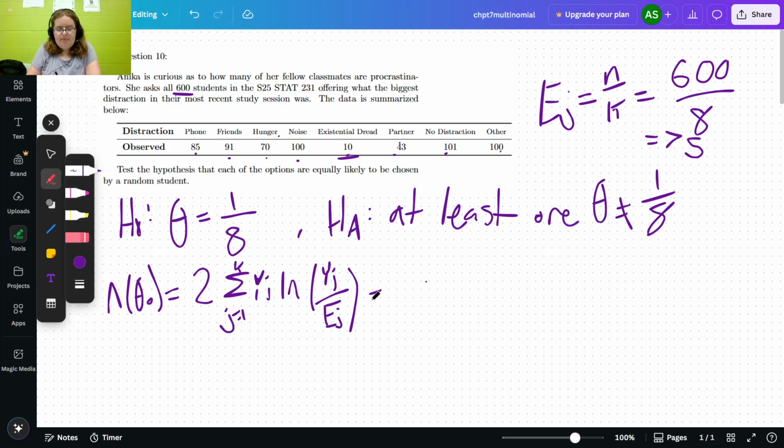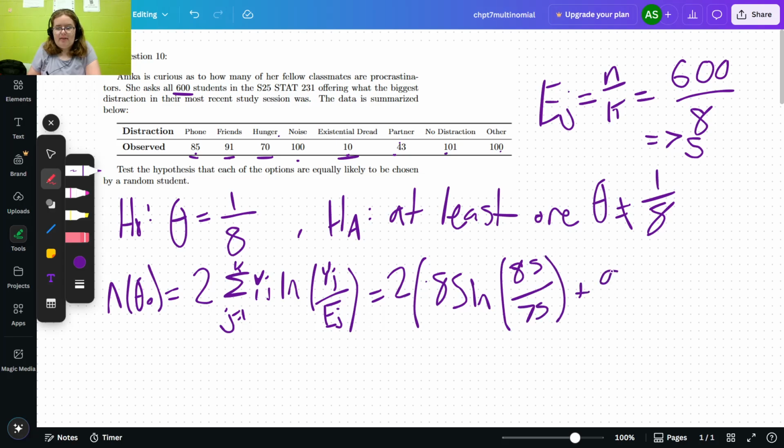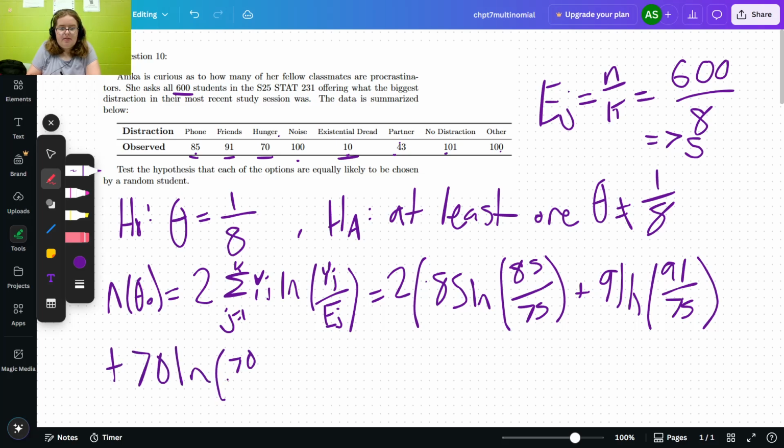So this is going to be equal to 2 times yj, and all the yj's are just these values here that we're given. My first yj is 85 times ln of yj over ej, which we said was 75. And then it's just a lot of writing from here. 91 times ln of 91 over 75 plus 70 ln of 70 over 75.